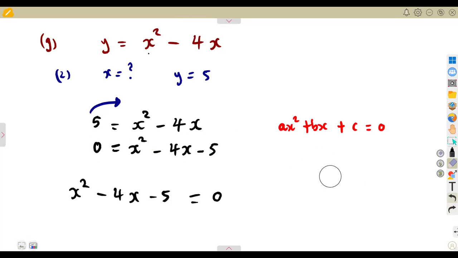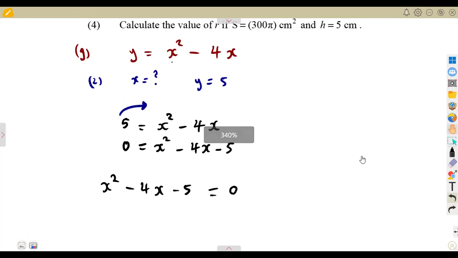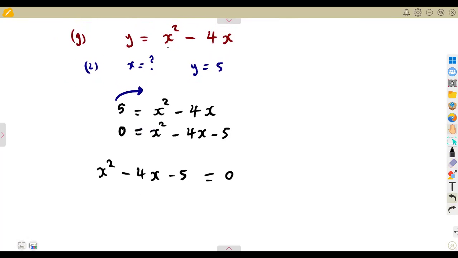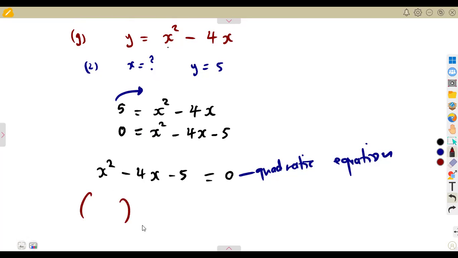So there you are supposed to be very, very careful. With this equation, remember how you solve your quadratic equation, because this is now a quadratic equation. And how do you solve a quadratic equation? By factorization method. You're going to need two brackets that we are going to equate to 0.